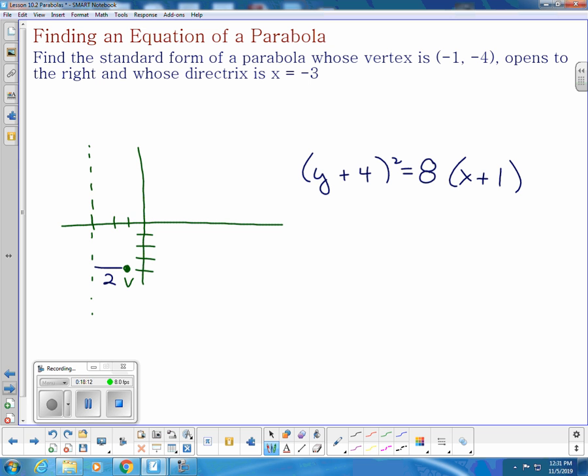Okay, so you can sketch to get your information. You can also look at it and say, well, I see an x thing here and an x thing there. The distance there is 2, so p equals 2, because I'm going from a directrix to a vertex. We good?